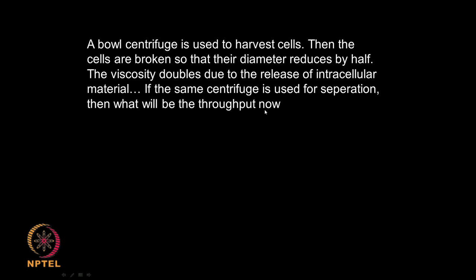Okay. So, now the diameter has come down, the viscosity has doubled. So, only the velocity V has changed, whereas the hardware of the centrifuge is the same. So, we have Q is equal to velocity into hardware details. Velocity is based on your Stokes law. So, we put in these terms and we can calculate the new Q, and that is what is requested here. What will be the throughput?